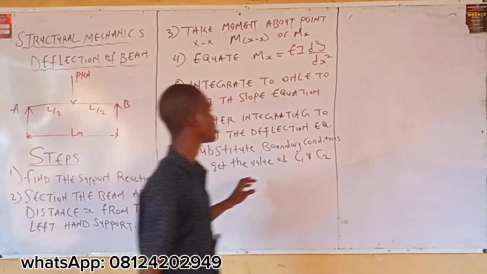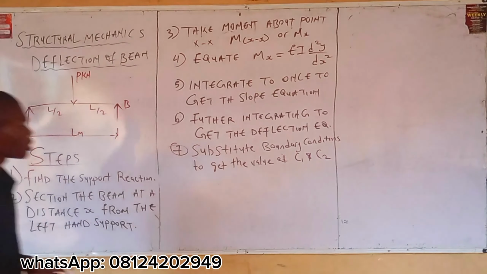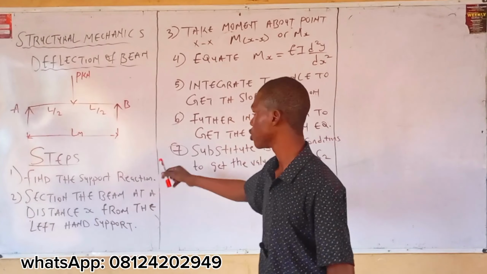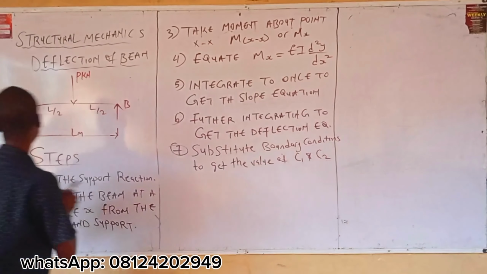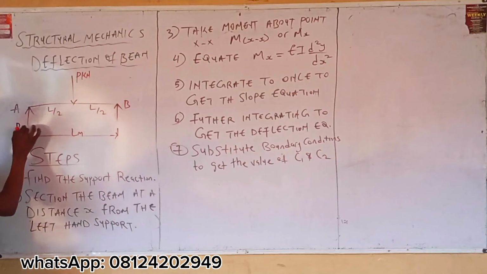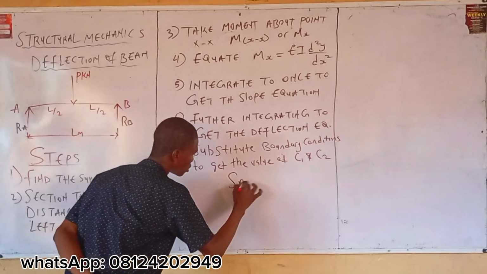Now, let's apply the first step. The first step is what? How do you find the support reaction? You are familiar with this now. Call this place RA, and this place RB. Now, solution.